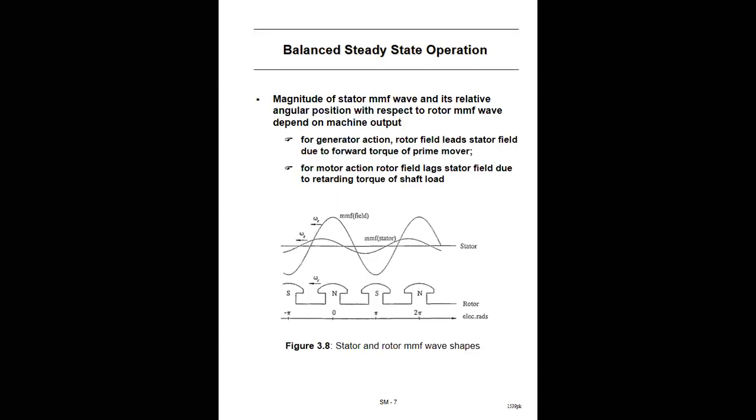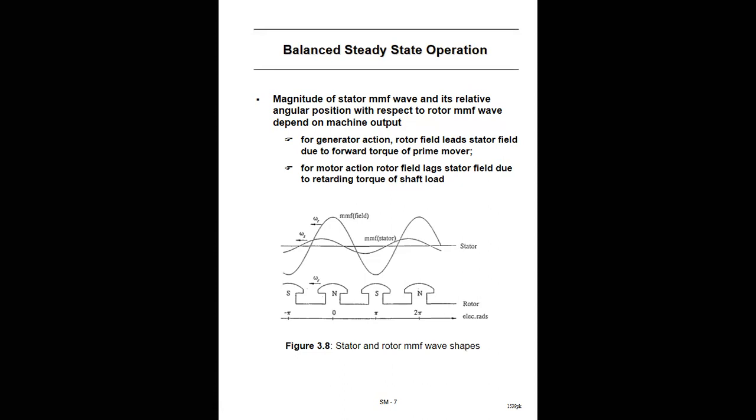The magnitude of stator MMF wave and its relative angular position with respect to rotor MMF wave depends on the machine output. For generator action, rotor field leads stator field due to forward torque of the prime mover, and for motor action, rotor field lags stator field due to retarding torque of shaft load.